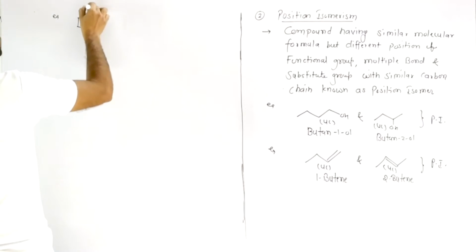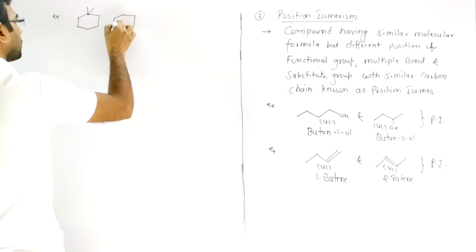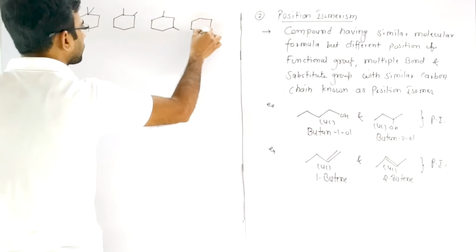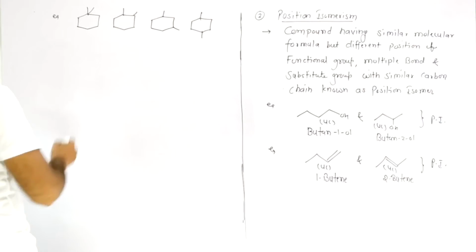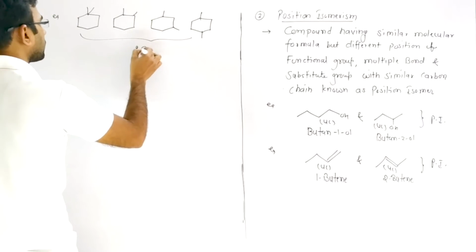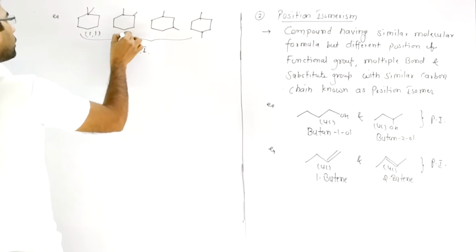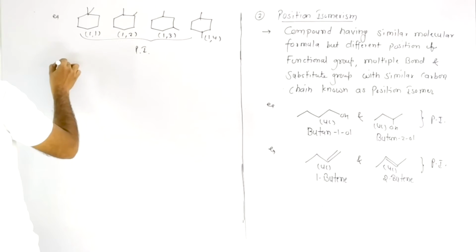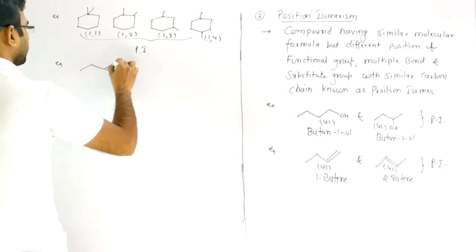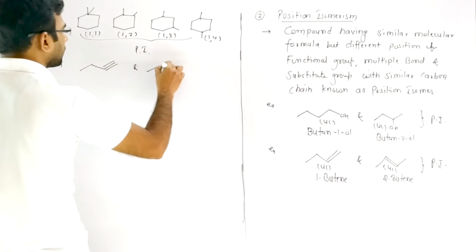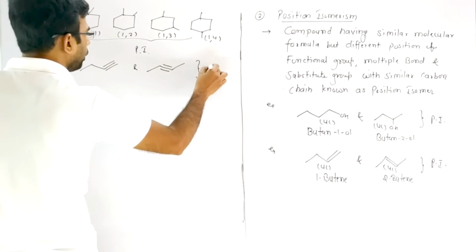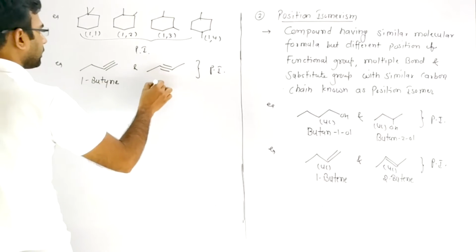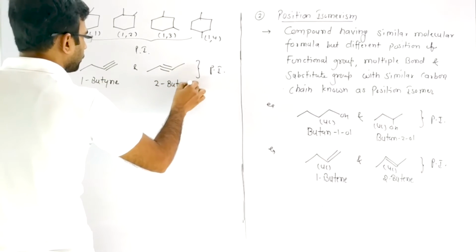Similarly, these all are position isomers, at 1-1, 1-2, 1-3 and 1-4 positions. 1-butane and 2-butane, these also are position isomers.